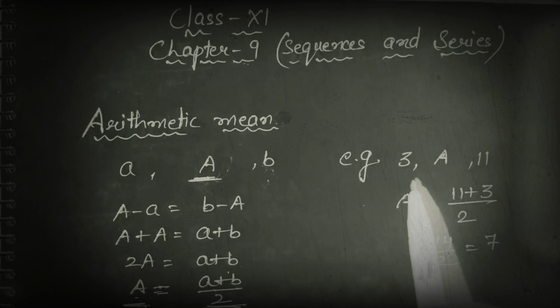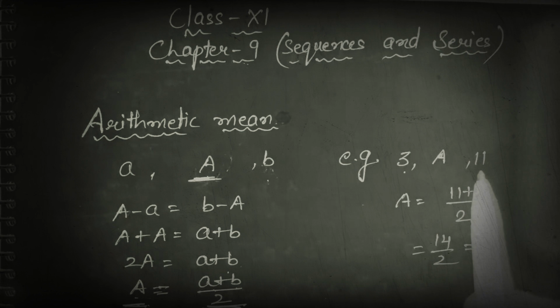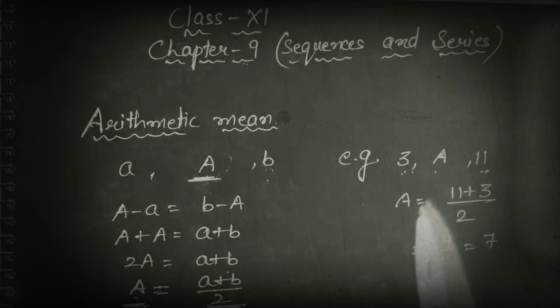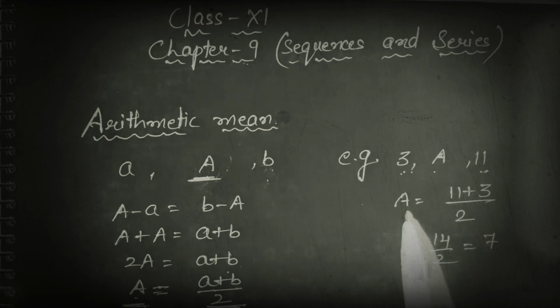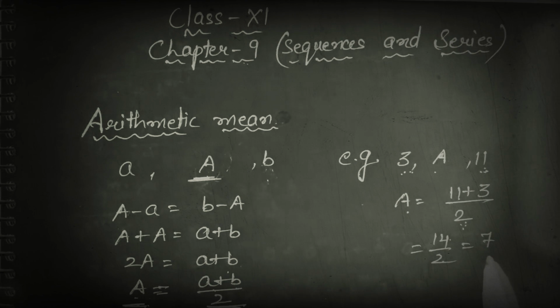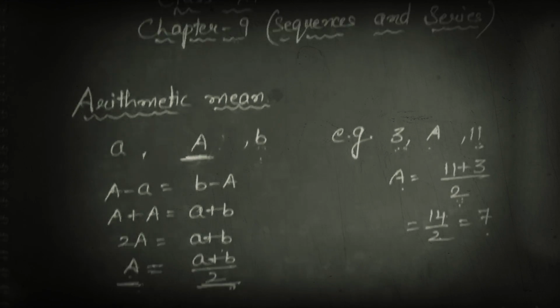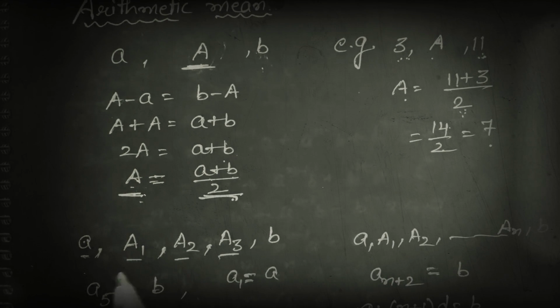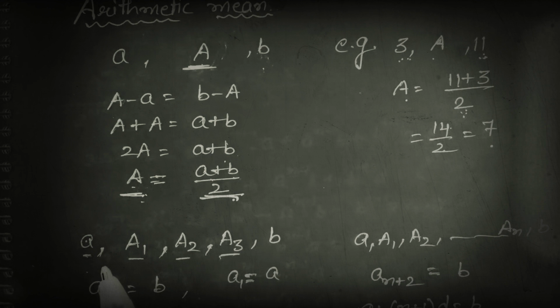Suppose, for example, we want to find the arithmetic mean between the two numbers 3 and 11. Then we can use this formula. A is equal to (3 plus 11) upon 2, that is (a plus b) by 2. So 3 plus 11 by 2 is 14 by 2, which is 7.